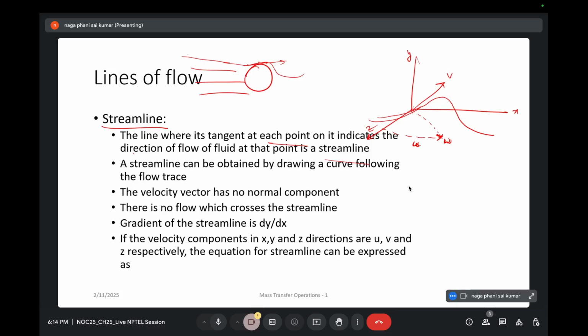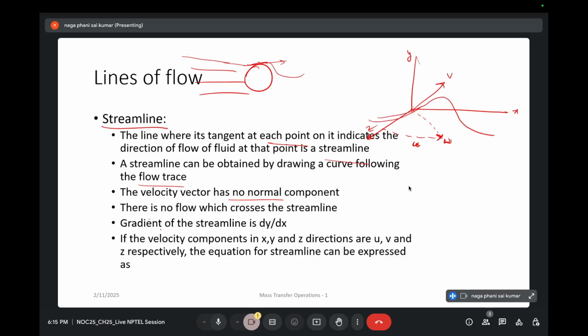Okay, and a streamline can be obtained by drawing a curve following the flow trace. The velocity vector has no normal component, and there is no flow which crosses the streamline. So this you have to remember. This will be useful when you are solving some problems. So always remember there will be no flow across the streamline.